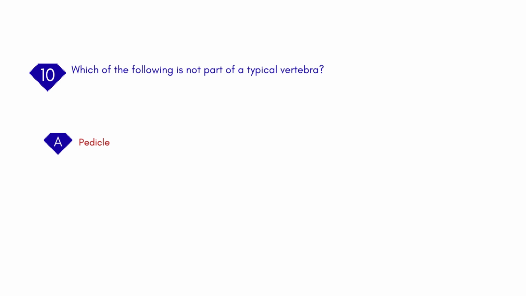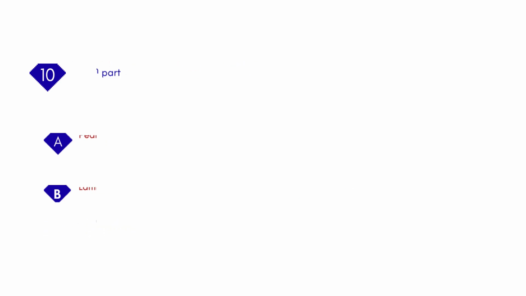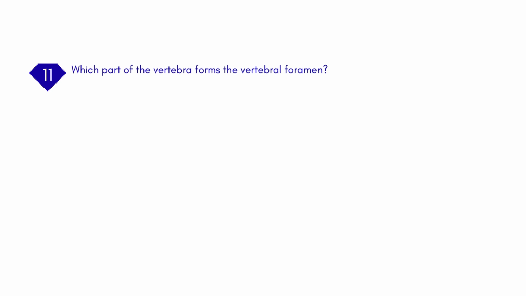Which of the following is not part of a typical vertebra? A. Pedicle. B. Lamina. C. Clavicle. D. Spinous process. Answer: C. Clavicle.